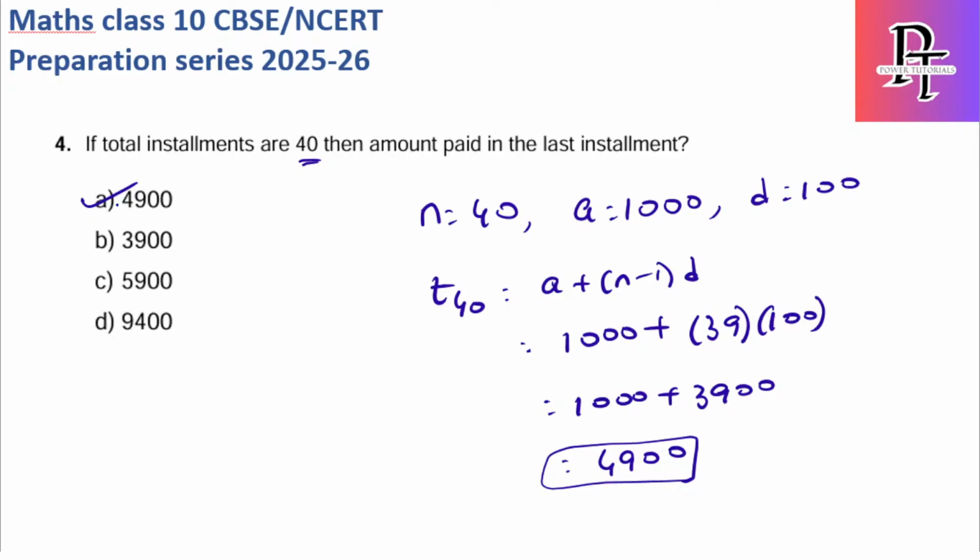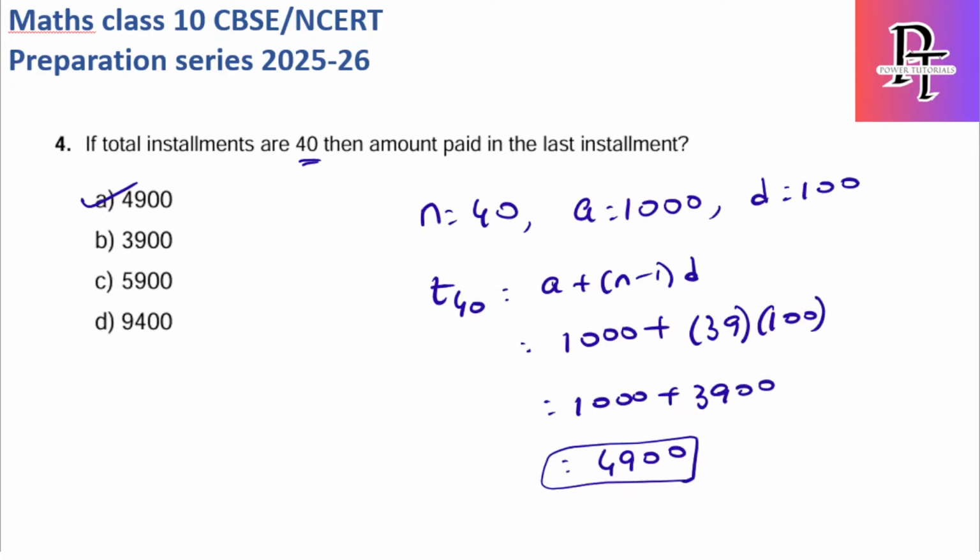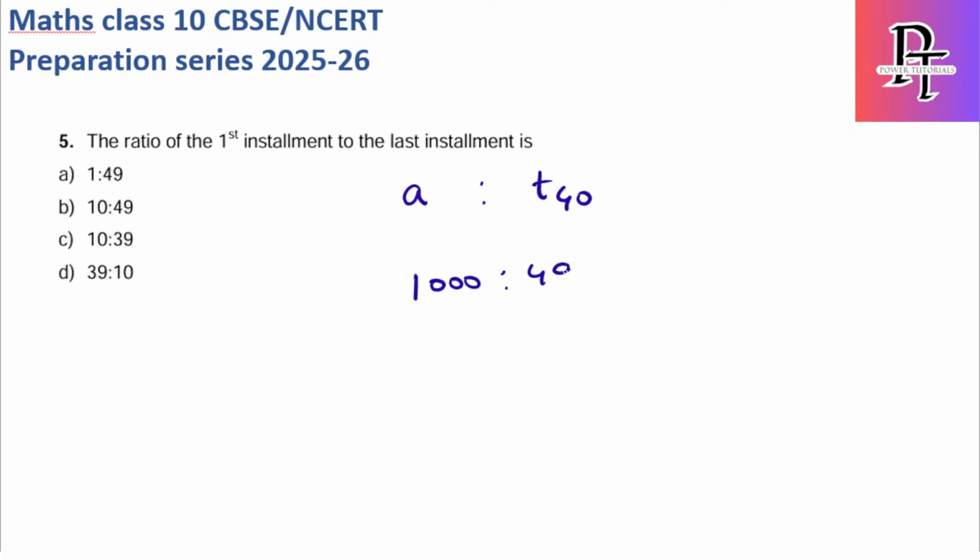Okay, let's see the last question for today. The ratio of first installment to last installment. So the first installment is a, the last installment is T40. We already found T40, but shall I write the equation first? This is first term to last term. The first term is 1000. The last term we just got, which is 4900. So the zeros will get cancelled out. So the ratio is 10:49. B is the right answer.